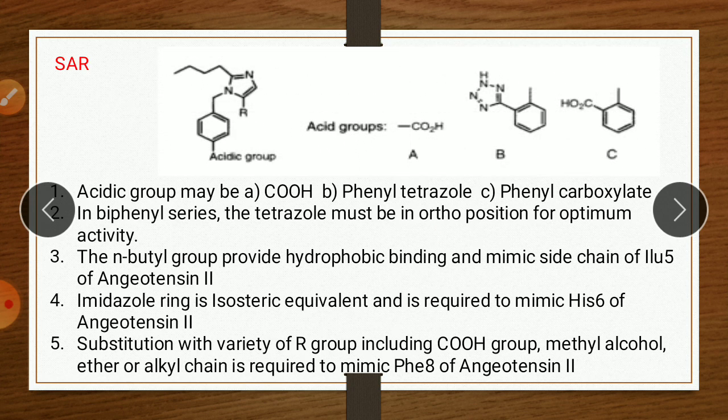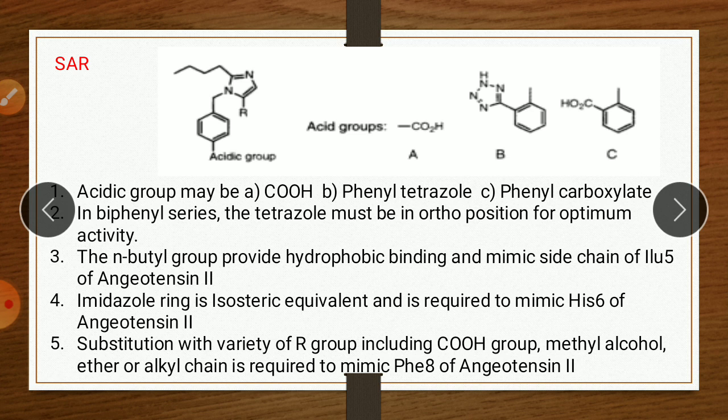Now SAR of this drug. In the SAR of angiotensin II receptor blockers, there is a common structure. It contains an imidazole ring, a phenyl ring, and an acidic group. This acidic group is of three types. The first one is a simple carboxyl group, called A. Then B is a tetrazole attached to a phenyl ring in a biphenyl, and third, C, is a phenyl ring with a carboxylic group. The above structure is common, but the difference is the acidic group.